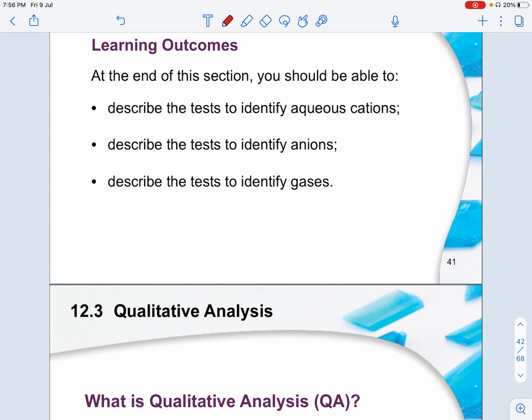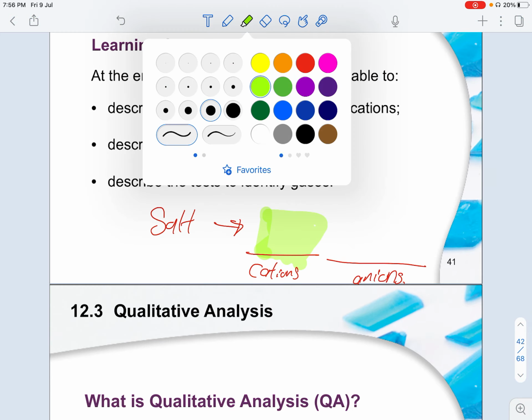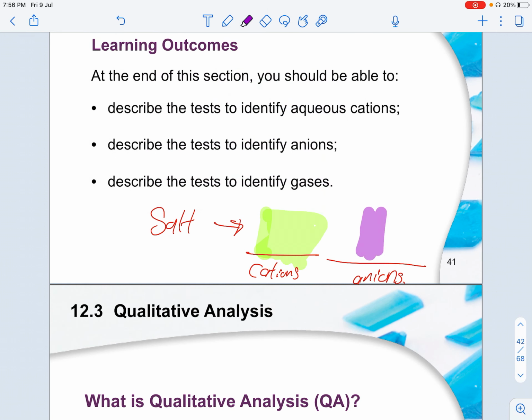Then what's the difference between a cation and anion? Because salt is generally made up of two main things: your cations and your anions. So we will be able to do a test to identify what is the cation, and then we will do another test to identify what is the anion. And through this combination, we will then be able to identify the name of the salt.